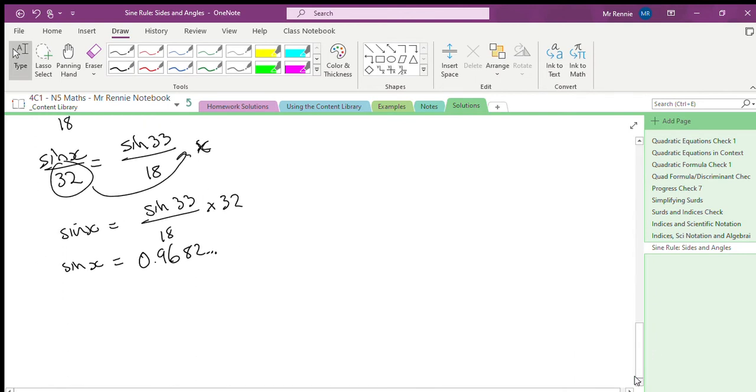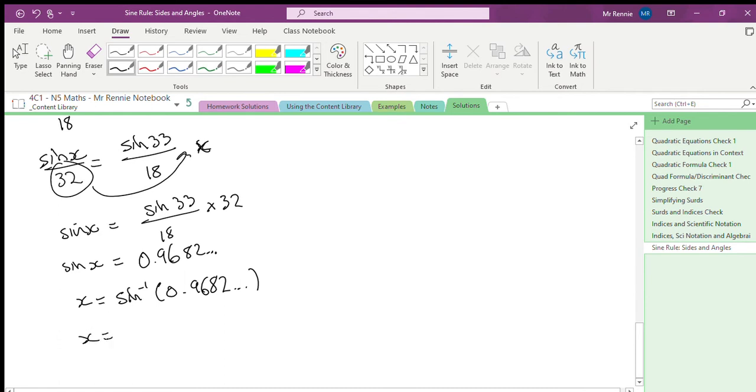Now that is what sine of x is, that is not what x is. So that's why I haven't rounded at this stage, okay? I'm going to use that answer that I get in my calculator, because what I need to do is undo the sine by taking the sine inverse of that. If you're using a calculator scientifically, which you should be, it is shift sine that we're using to get the sine inverse. So x equals the sine inverse of my answer.